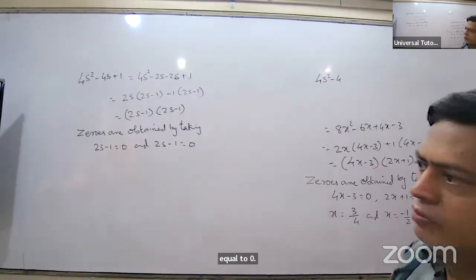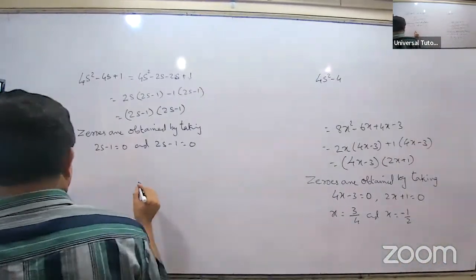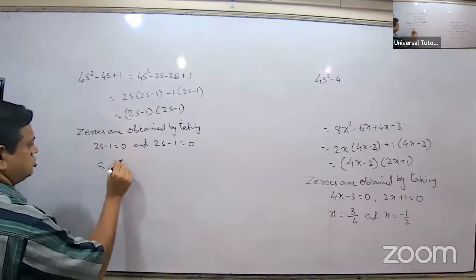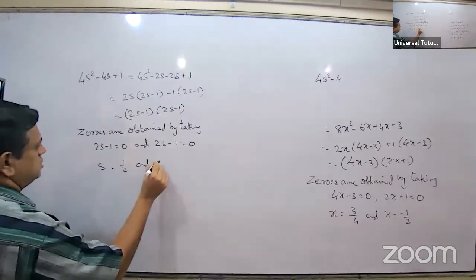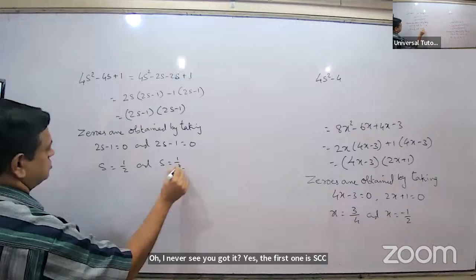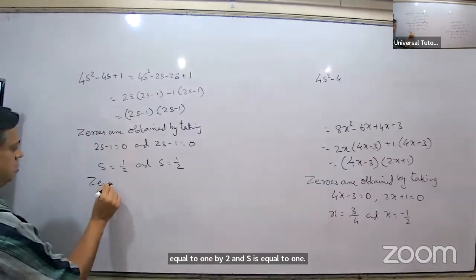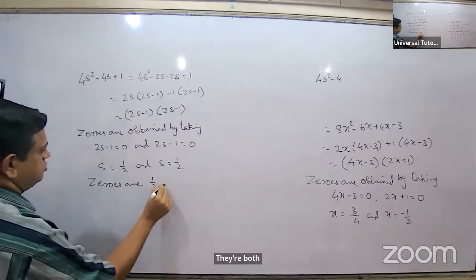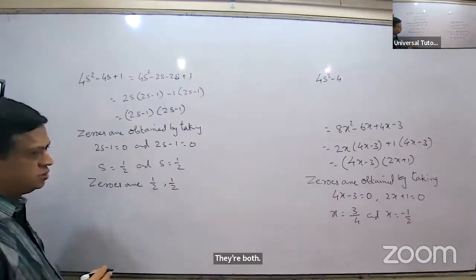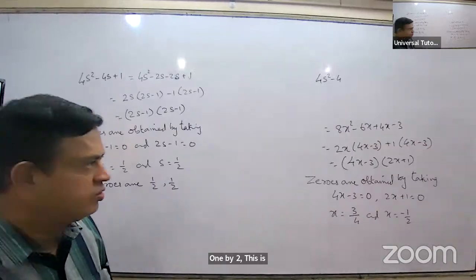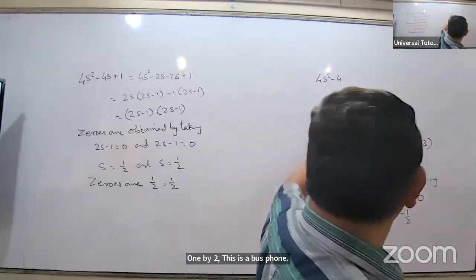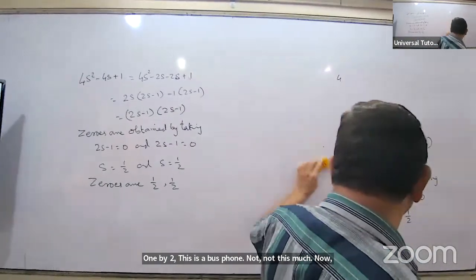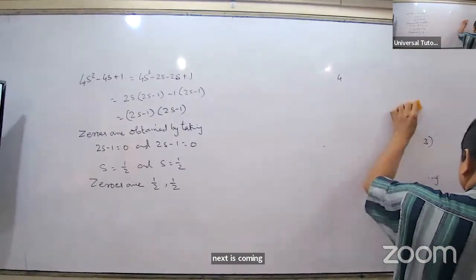So, Aliabes, you got it? Yes, sir. First one, s is equal to 1 by 2 and s is equal to 1 by 2. Therefore, the zeros are 1 by 2, 1 by 2. This is the first part. Hope all of you got this much? Yes, sir. Now next is verification. So write verification.